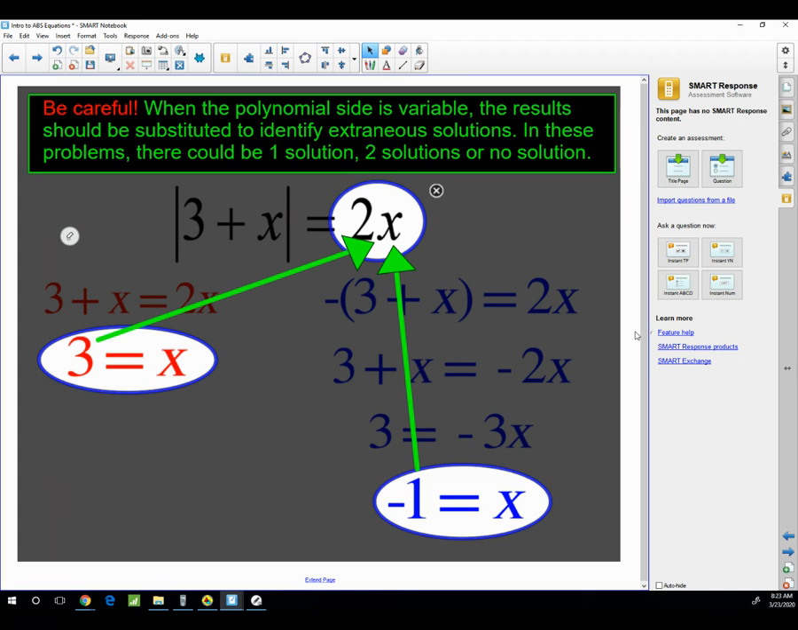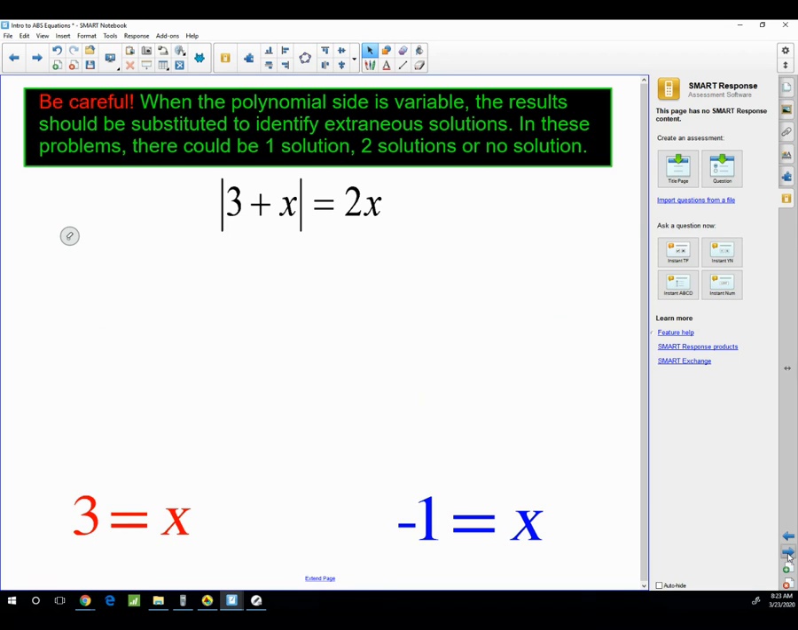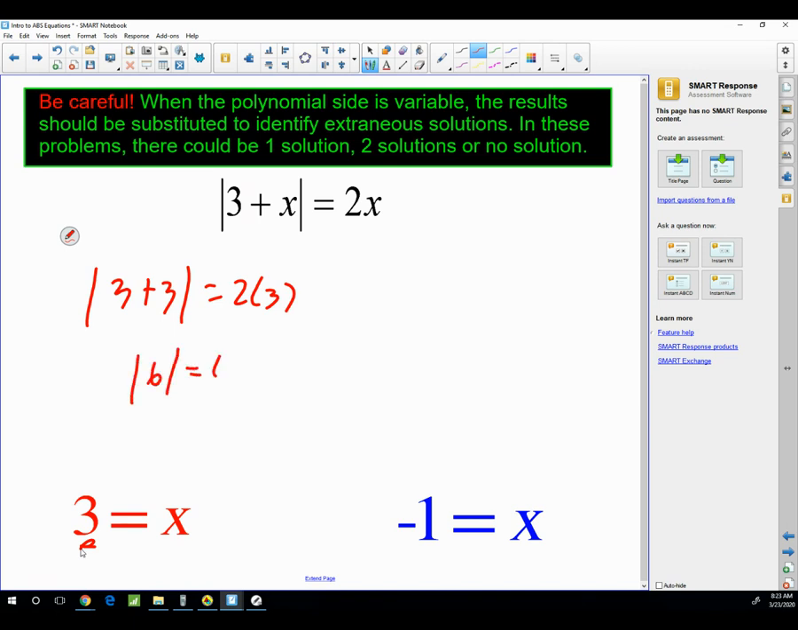Let's actually substitute this time. I'll go ahead and do that. I'm going to take the 3 solution here and plug it in. So it'd be the absolute value of 3 plus 3 equals 2 times 3. Clearly, you can see that that's right. You'd get absolute value of 6 equals 6. That's true. Work it until you see that it's true and say, oh, okay, that's a solution.